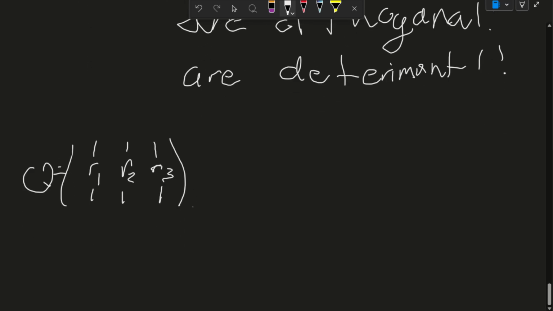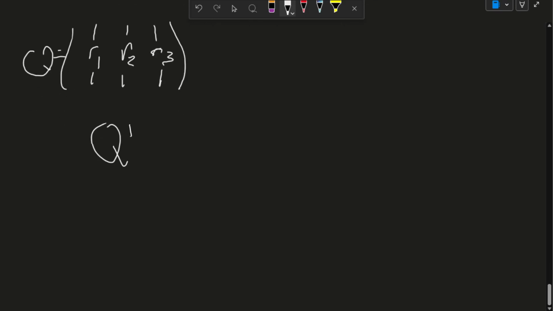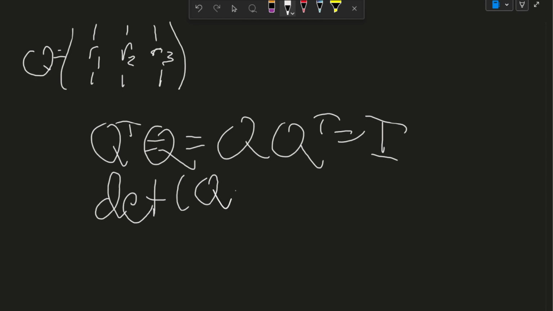If Q is a rotation, then we must have that Q transpose Q equals Q transpose equals the identity, and we must have that the determinant of Q is 1. And these are the properties that you must have to be a rotation.